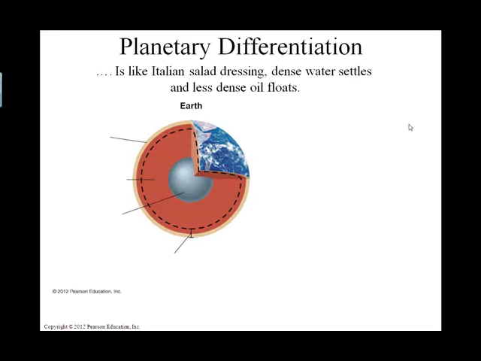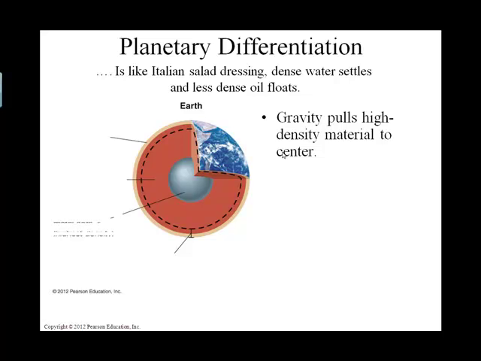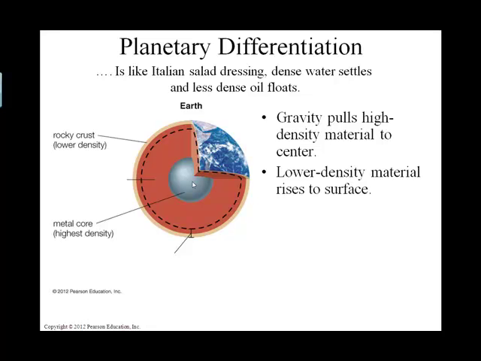So for all of the planets, the core is the densest material. And the reason that it went down that way is early on in the formation of the planets, they were very, what I say, ooey gooey. And the ooey gooiness, or the moltenness, allowed migration, allowed the heavy material to sink, and the lighter material to rise. So because of gravity, the dense material sank to the core, and the lighter material rose up to the crust.